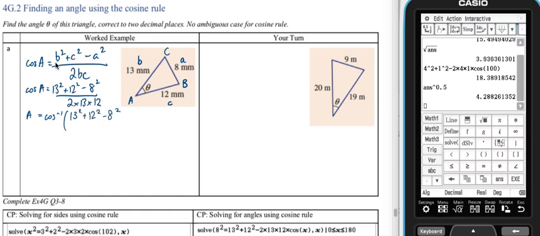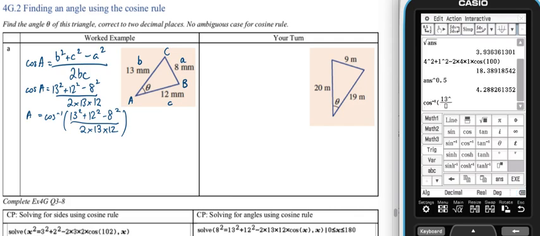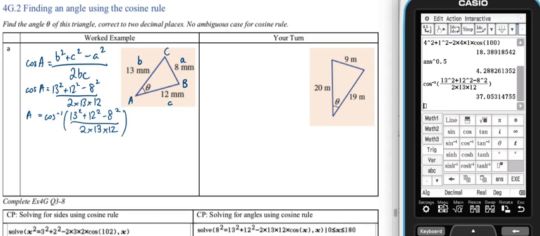This is the method you could use if you had a scientific calculator, because it gets A by itself, as a scientific calculator can't solve equations. So off we go. Trig, and I want to find inverse cosine, making sure my calculator's in degrees and decimals. Shift divide to get a bracket, then 13 squared plus 12 squared minus 8 squared on 2 times 13 times 12, and then I close my bracket. When I press execute, I get an angle of 37.05 degrees. So therefore theta, which in this case was A, is equal to 37.05 degrees.